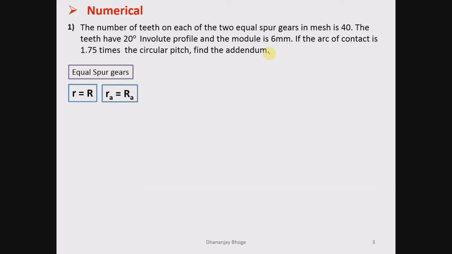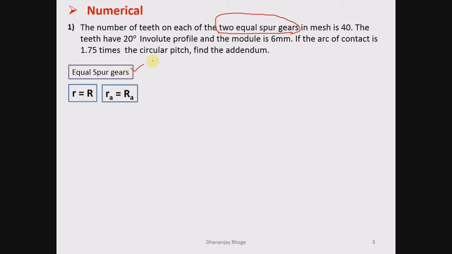First thing, the problem condition. What you need to do while reading the problem statement, you have to first of all extract the constraints in the problem or condition of the problem that will lead you to solve the numerical. So in this numerical, the condition is that the spur gears are equal. Okay, spur gears are equal.